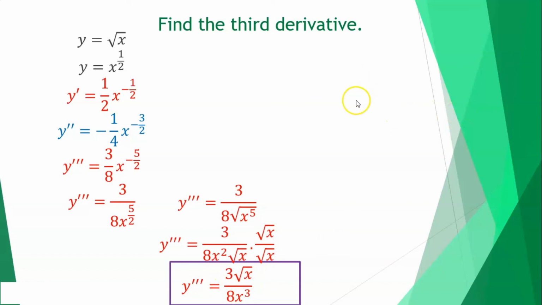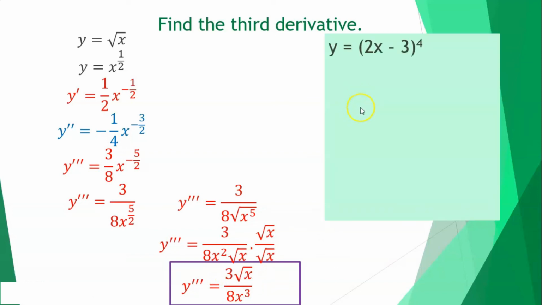Okay. Another. y is equal to (2x minus 3) to the power of 4. Now, to get the first derivative, by the way, we will apply the chain rule here. So our first derivative here would be 4 times (2x minus 3) to the power of 3, times the derivative of the base, which is 2, or that would be 8 times (2x minus 3) to the power of 3.